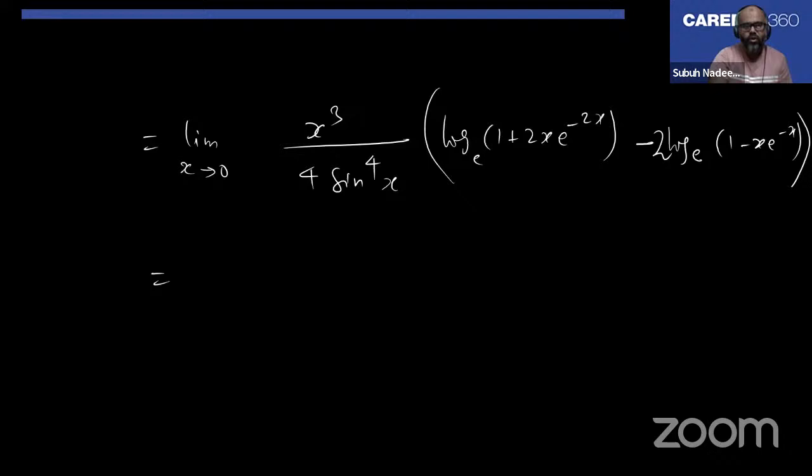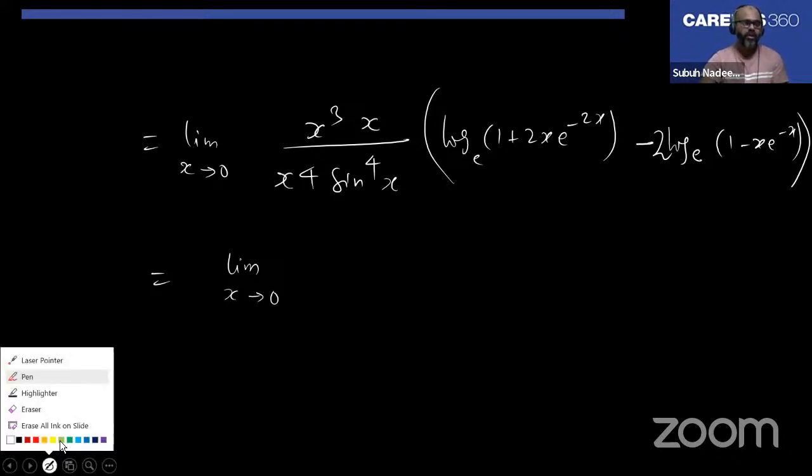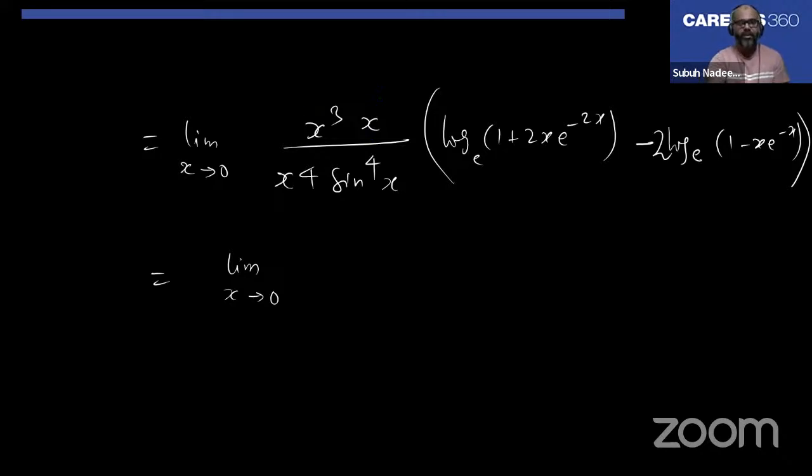Now here sine cube x by x cube will become 1 when x is approaching 0. So we can do one thing. We can multiply by 1x and divide by 1x. So this is sine to the power 4 x, and this is x to the power 4.